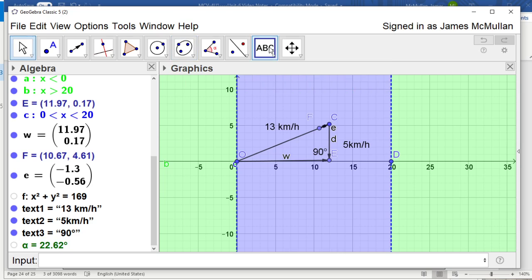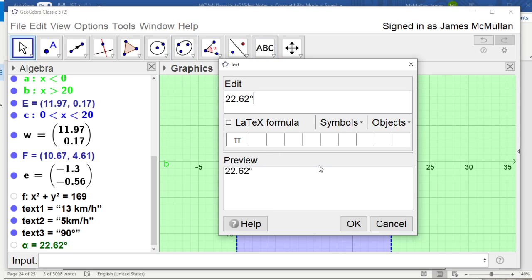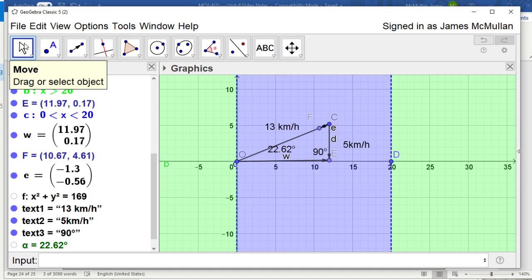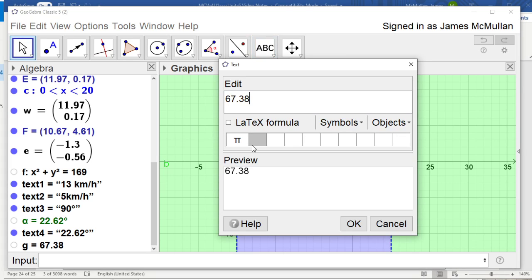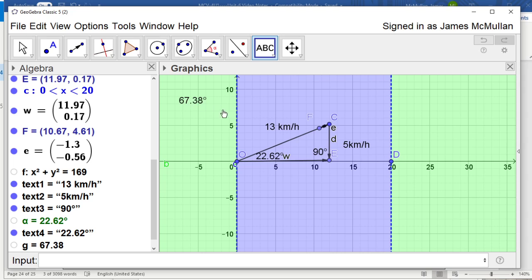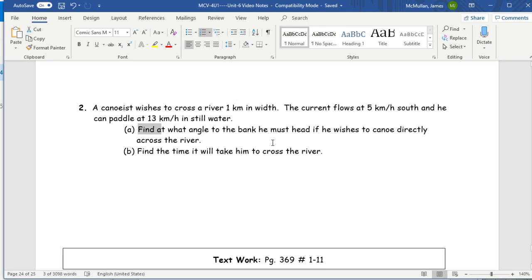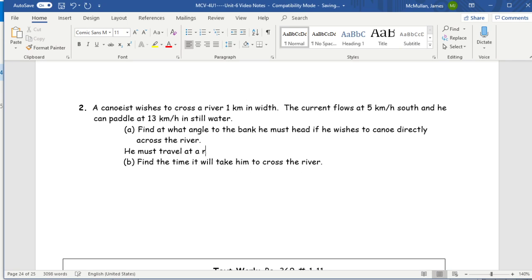So 22.62 would go inside my triangle, right down here, which means 90 minus 22.62, 67.38, would go outside. So I'm going to give the answer. He must travel at an angle of 67.38 degrees to the bank.